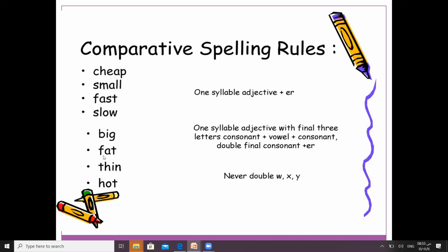Patter, double T. Why? I have a one-syllable word with consonant, vowel, consonant. Patter, double T-E-R or double T-E-S-T. The same for this. We double all the consonants except W, X, Y. When we have W, X, Y, no need to double. Even if we have one syllable with consonant, vowel, consonant, with W, X, Y, we will not double, okay?